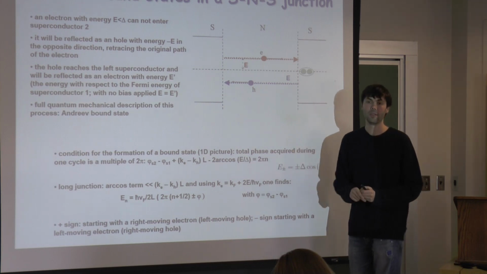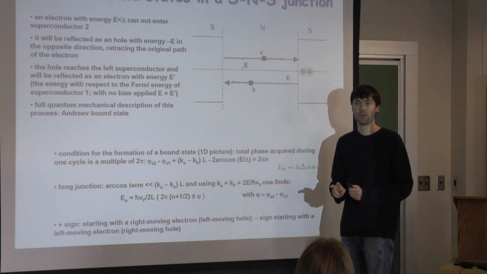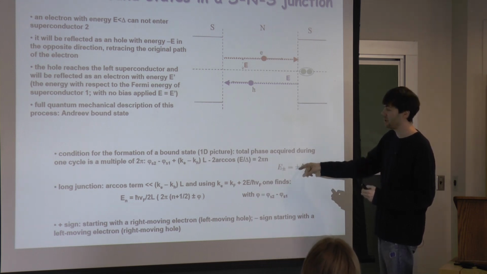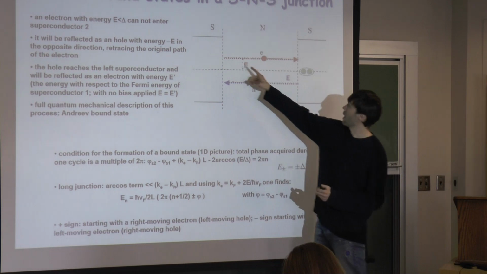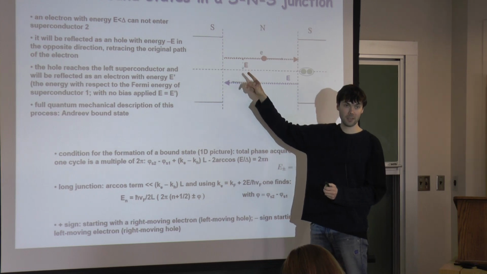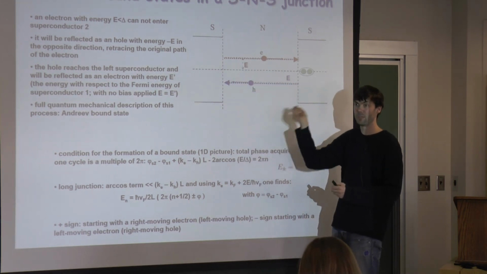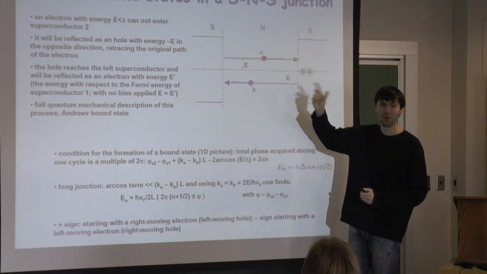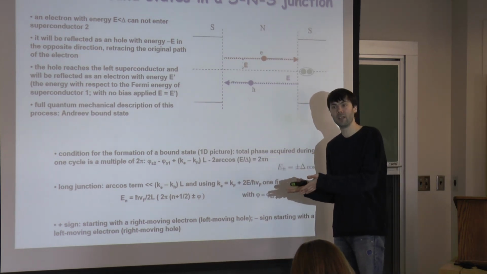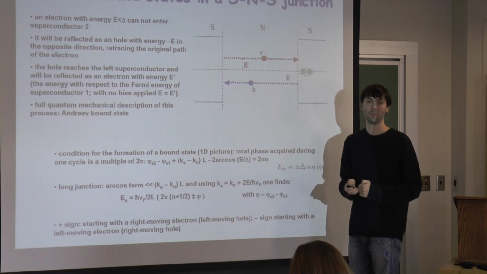And then another important thing about these states is that they always come in pairs. That's due to particle-hole symmetry. The easy way to understand this plus-minus sign is the following. Remember, I'm showing you that an electron starts from here and becomes a hole. There is another state where a hole starts from here and becomes an electron. So the state that goes in the opposite direction will have the opposite energy. So then we talk about hole-like Andreev bound states and electron-like Andreev bound states. And they will always be symmetric with respect to zero energy.